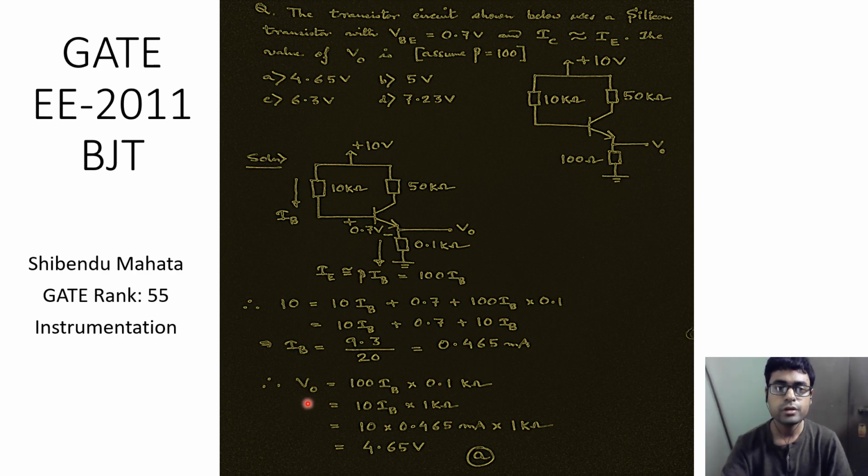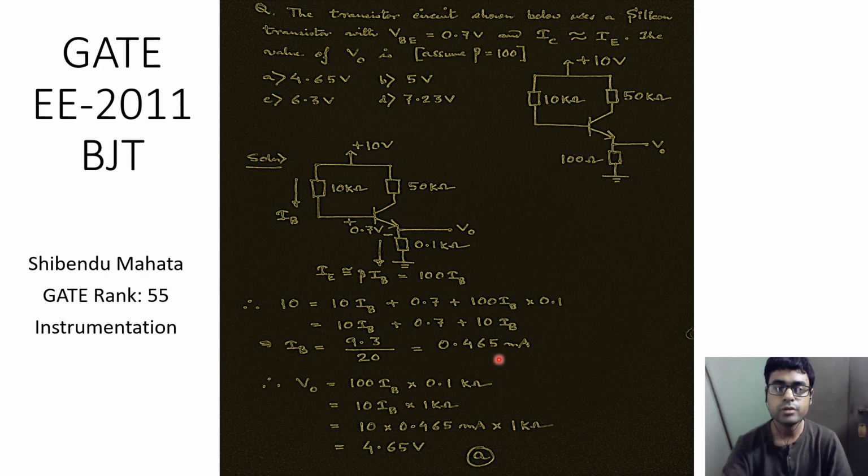Therefore, V0, which is the voltage at the emitter terminal with respect to ground, is incidentally the same as the emitter voltage. So this is equal to 100 times IB multiplied by this resistance. This comes from Ohm's law. Therefore, V0 is equal to 100 times IB multiplied by 0.1 kilo ohms. And we have found the value of IB as 0.465 milliampere.